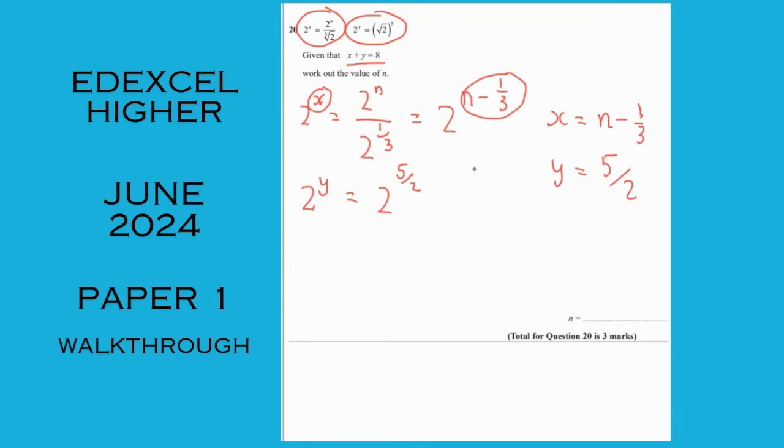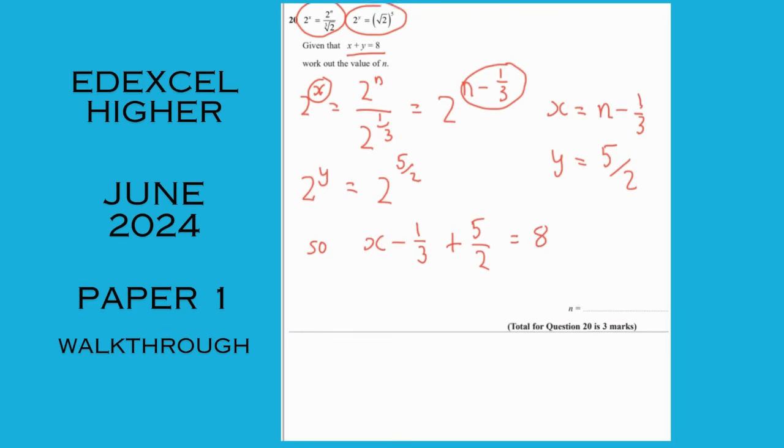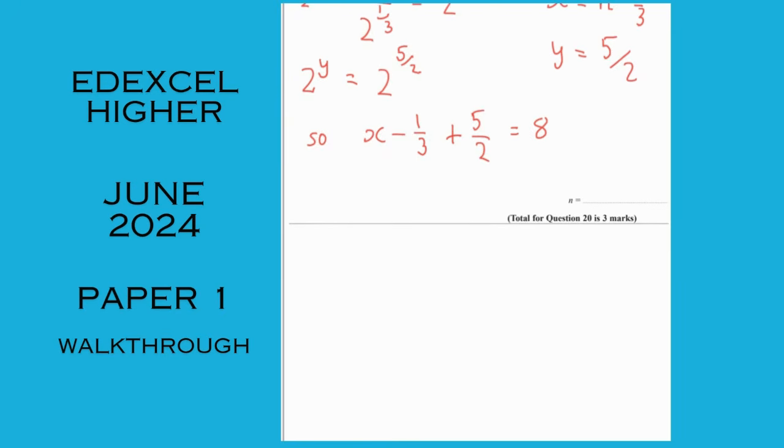So let's take that and sub in what we know. Let's replace the x with n minus a third. Let's replace the y with 5 over 2. And let's put that equal to 8. So obviously we can now just rejig things around. So let's take away 5 over 2 from both sides. That's 2.5. 8 take away 2.5 is 5.5. Or in other words, 11 over 2.